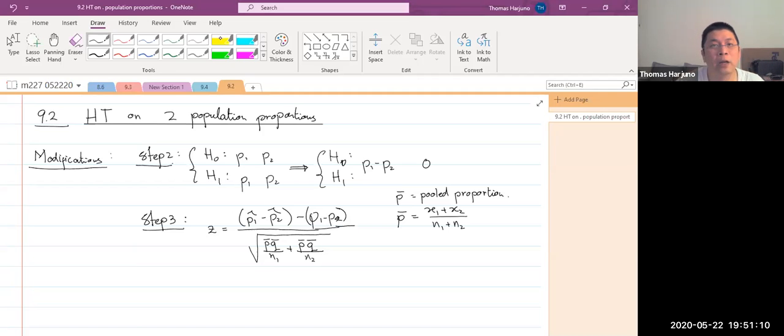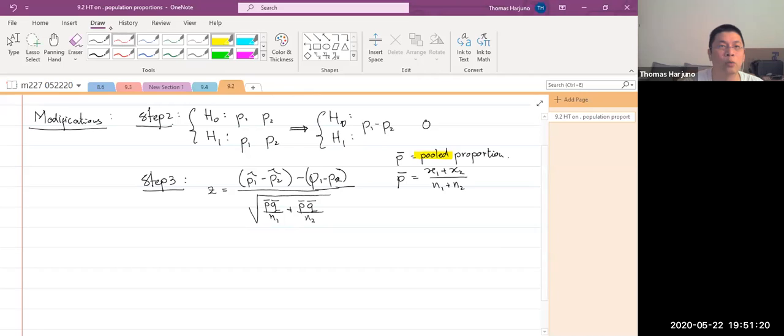I will explain later on what the pooled proportion is. The word pool is exactly the same in meaning as the word we use in carpool. When you do carpool, you basically put more than one group together in one car, right?